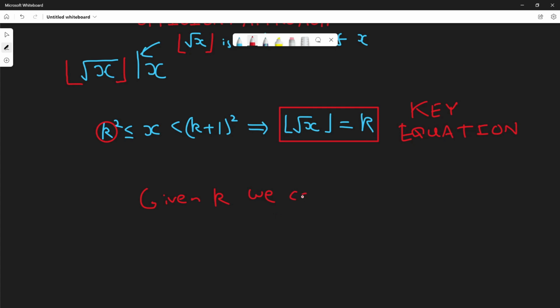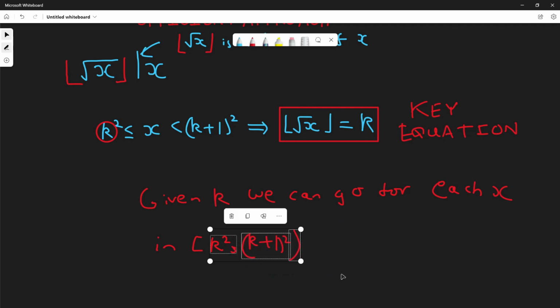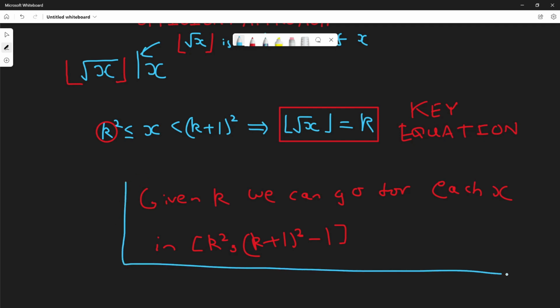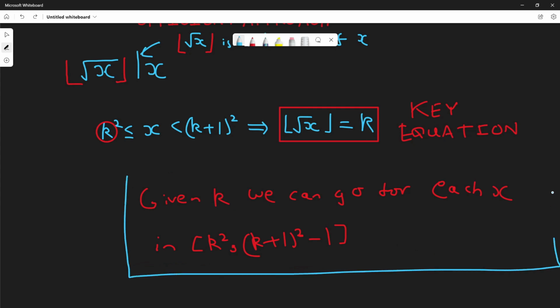So given a particular value of k, we can go for each x in the range k squared to (k+1) whole squared minus 1. (k+1) whole squared should not be included, so we'll put a round bracket to signify that (k+1) squared is not included, or you can just say it's (k+1) whole squared minus 1. For each x in this range, we know that the floor of the square root of any x will be k. So given k, we can update all these values of x.